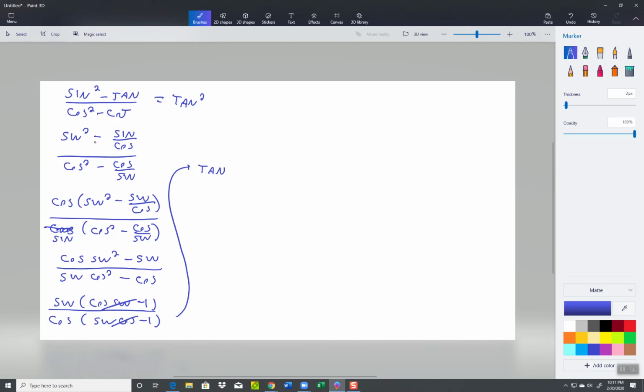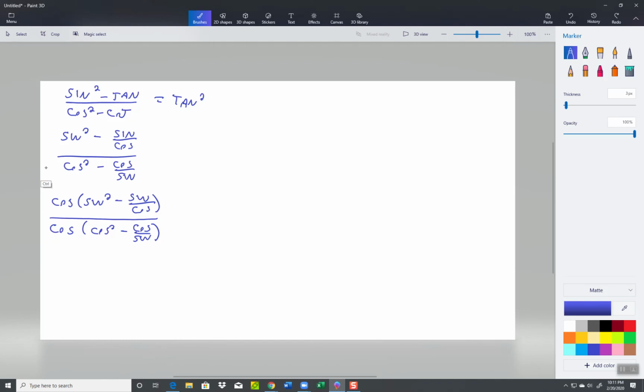Cosine over sine. I multiply top. I can't multiply. Okay. Start over. I can't multiply just the top by something different than the bottom. What am I doing? Okay, so to get rid of the fraction, I have to multiply everything by sine cosine. So I'll multiply that by sine squared minus sine over cosine. And I'll multiply the bottom part by sine cosine.